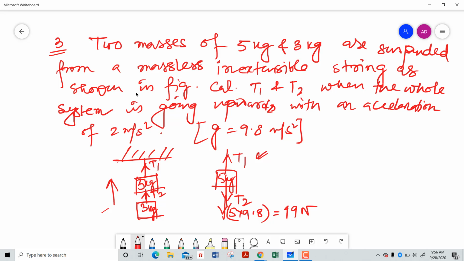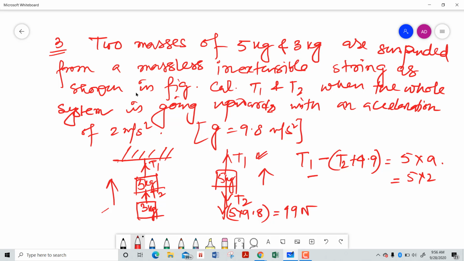Now what are the forces that we got here? T1 is in the upward direction, T2 and the weight of the object are in the downward direction. But in this case the total thing is moving in the upward direction. That means T1 is greater than both of them. So T1 minus T2 plus 49 equals 5 into a, 5 into acceleration, that is 5 into 2, right?